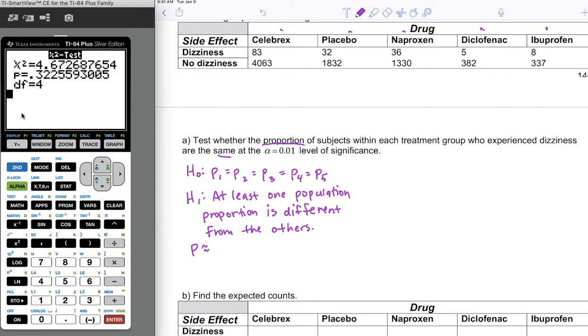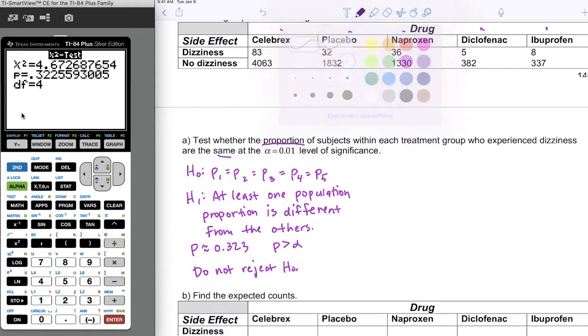So let's write it down. P is approximately equal to 0.323. Okay, so what was our level of significance? 0.01. So in this example, P is greater than alpha, which means our results are not statistically significant. They do not cause us to reject H naught. So do not reject H naught.